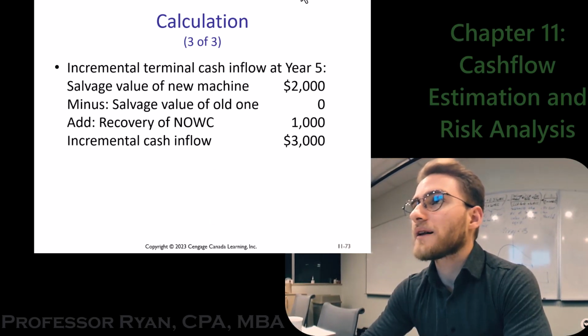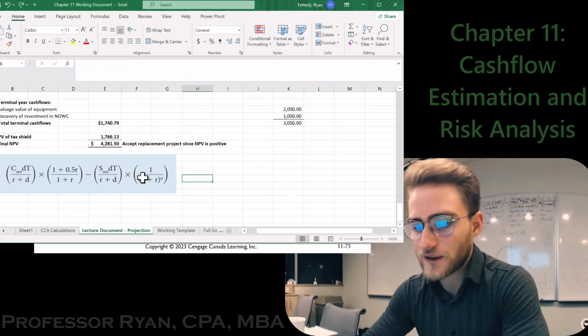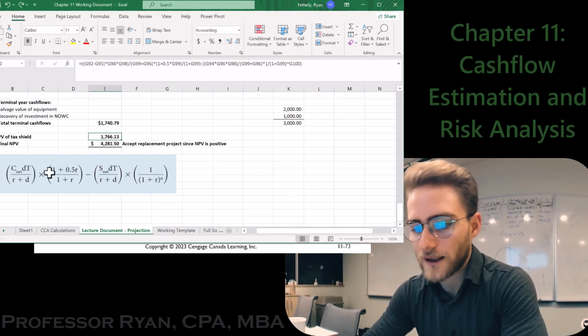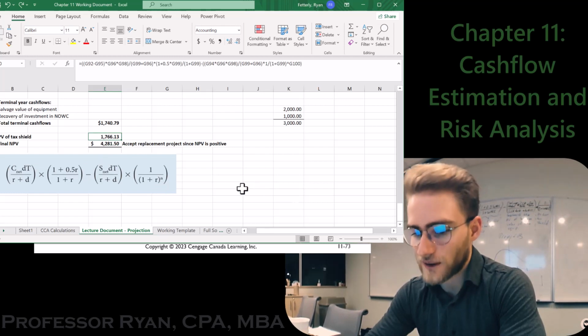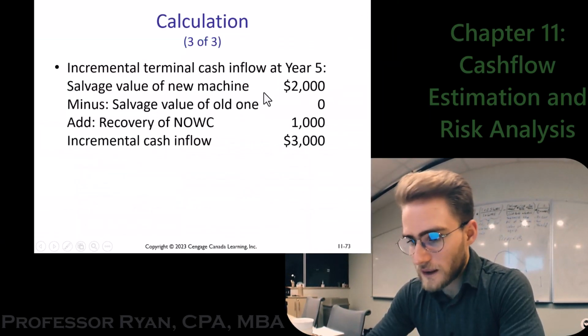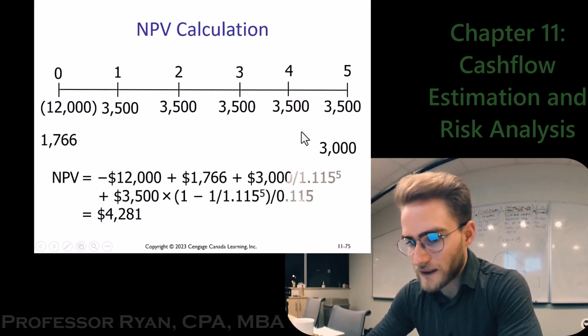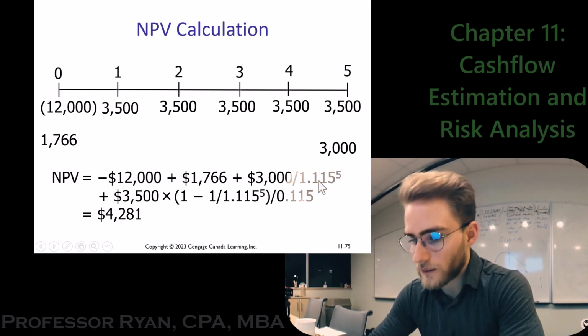But I also provided this formula here for reference, right? So this is what I'm doing in here, right? It's just the present value of the cash flow or present value of the tax shield calculation. All right, so that gets us through an incremental analysis, right? And it matches up to what the textbook's calculations were, 4.281 mil.